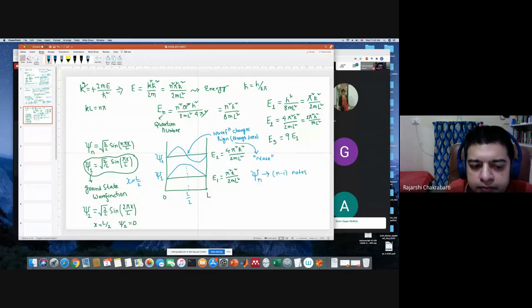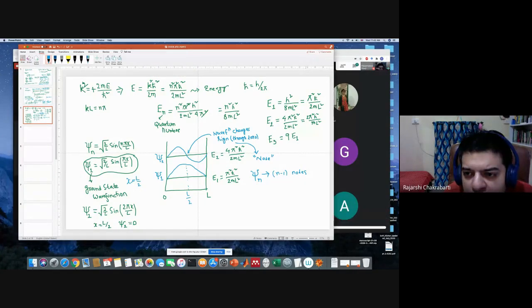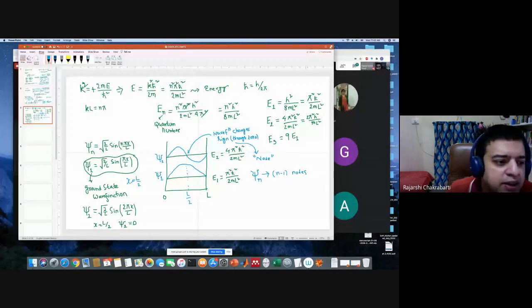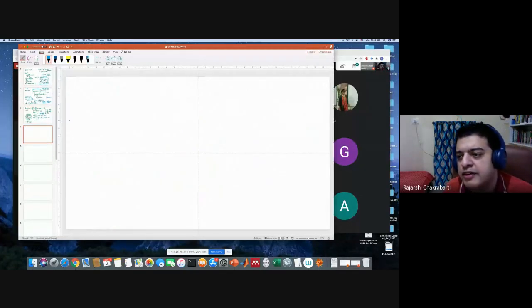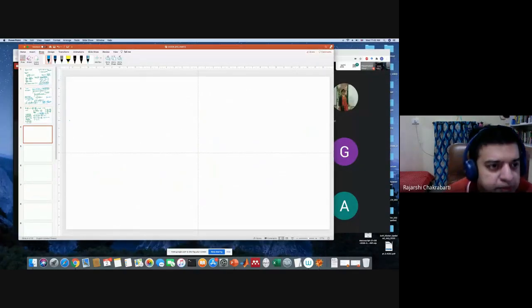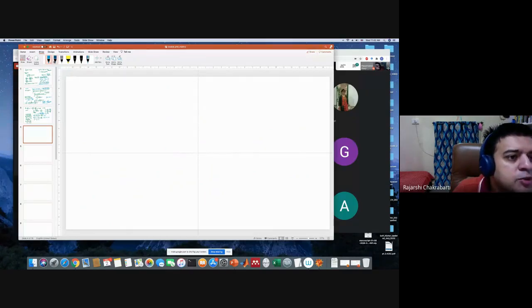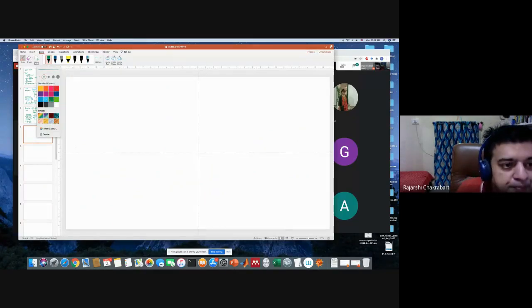Okay? So this is all about the wave function, how it looks for a particular box, and the energy. Now we'll calculate the average quantities, the expectation value. So let us calculate the expectation value of, say, position.